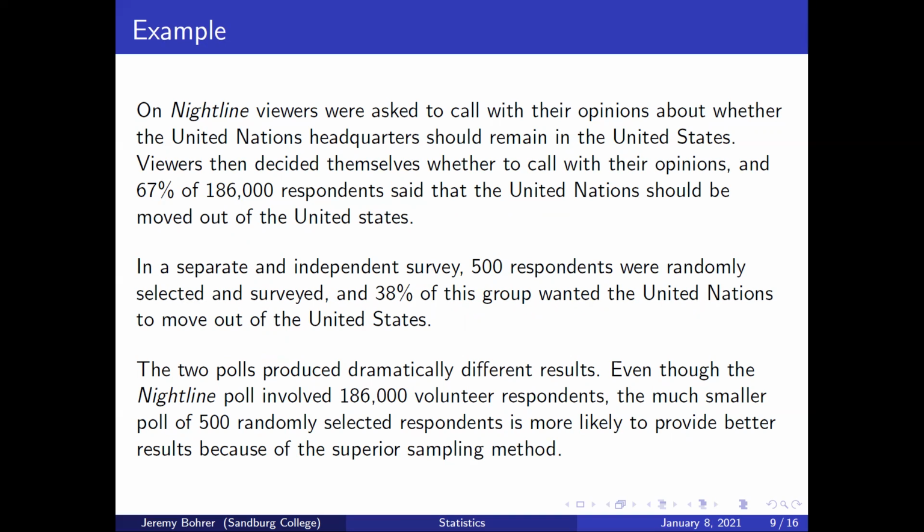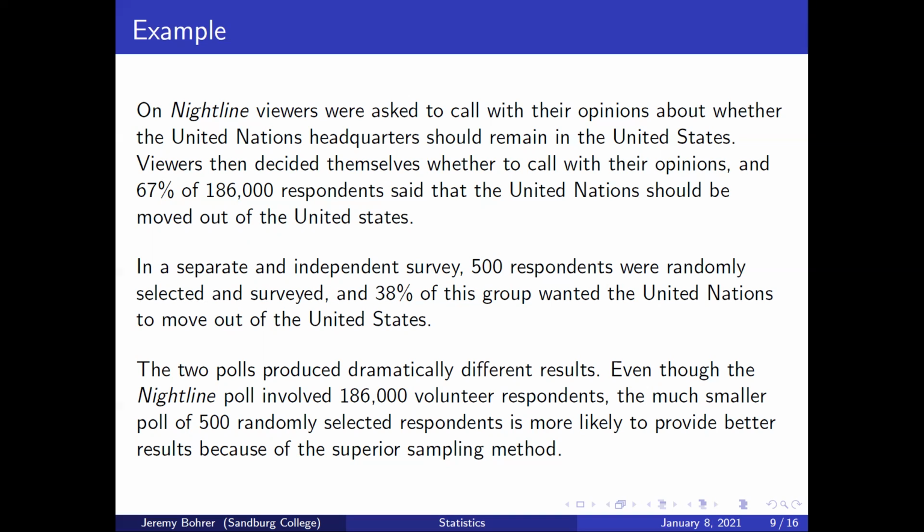In a separate and independent survey, 500 respondents were randomly selected and surveyed, and 38% of this group wanted the United Nations to move out of the United States. The two polls produced dramatically different results. Even though the Nightline poll involved 186,000 volunteer respondents, the much smaller poll of 500 randomly selected respondents is more likely to provide better results because of the superior sampling method.